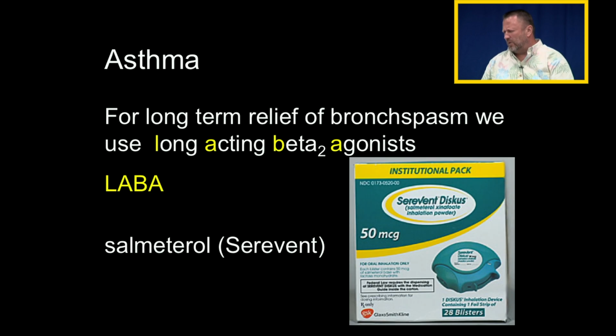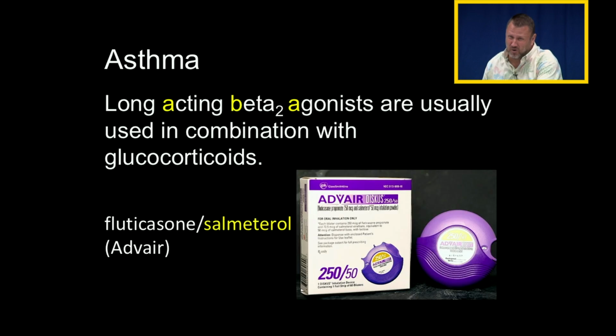All right. Well, when we realized that these were increasing the risk of death, we just wanted to take them off the market. The problem is that patients really like these medications. And so even though long-acting beta agonists used alone will increase the risk of death in an asthmatic patient, used in combination with a glucocorticoid, Advair is one of the most popular medications used in asthma today.